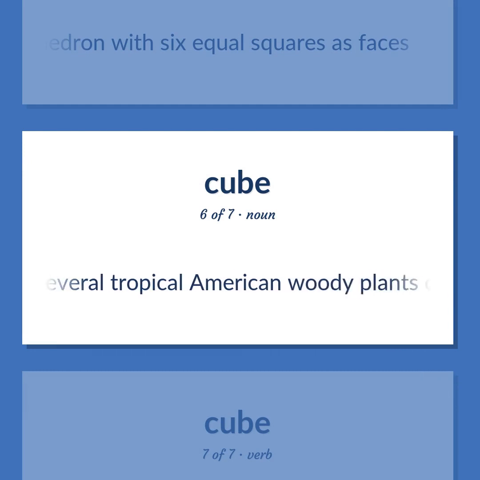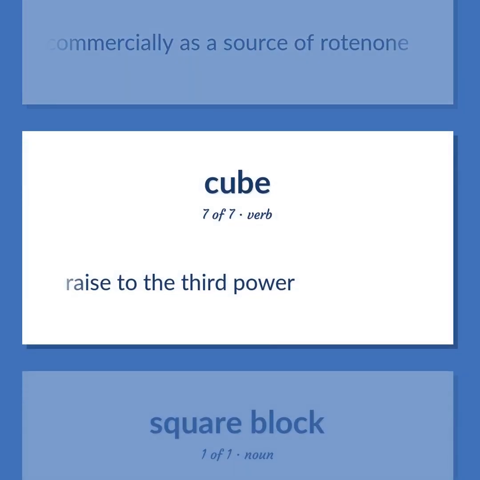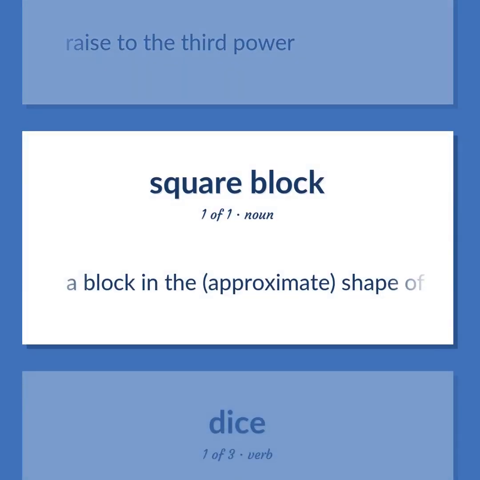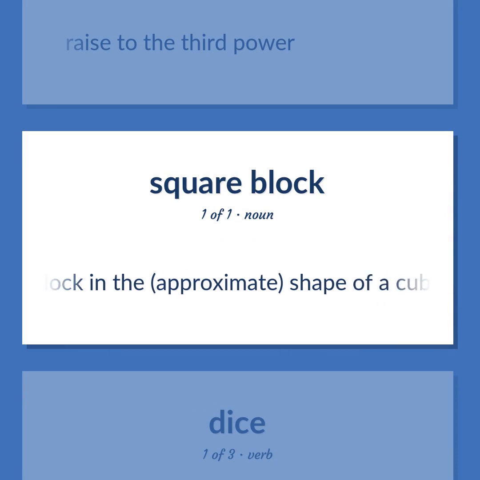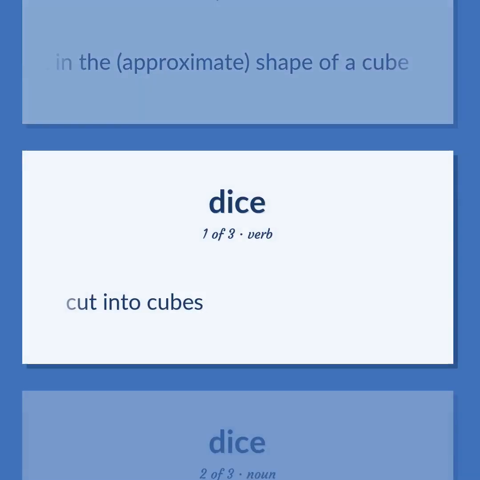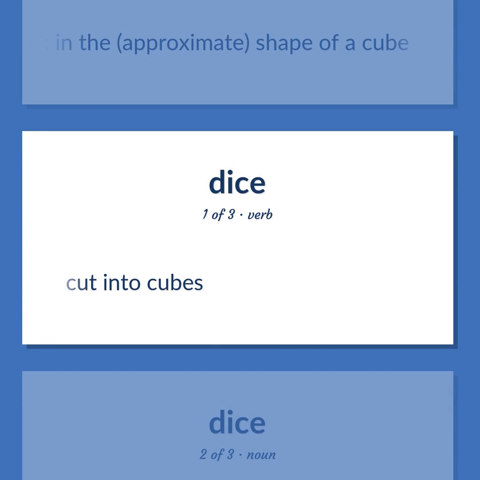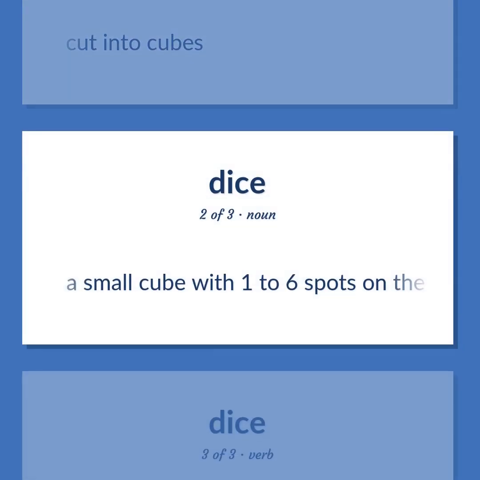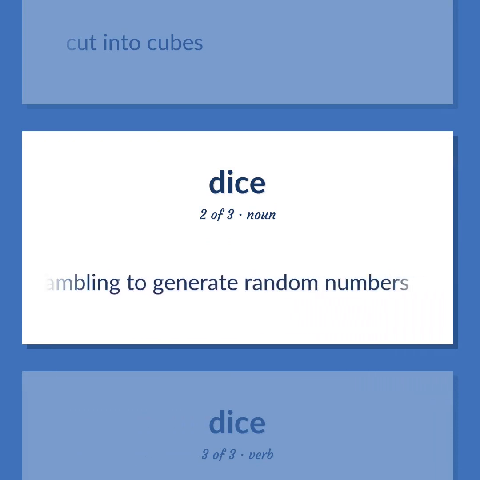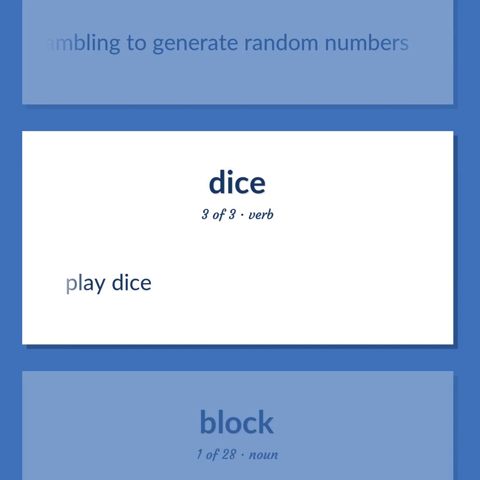Any of several tropical American woody plants of the genus Lonchocarpus whose roots are used locally as a fish poison and commercially as a source of rotenone. Raised to the third power. A block in the approximate shape of a cube. Cut into cubes. A small cube with 1 to 6 spots on the 6 faces, used in gambling to generate random numbers. Play dice.